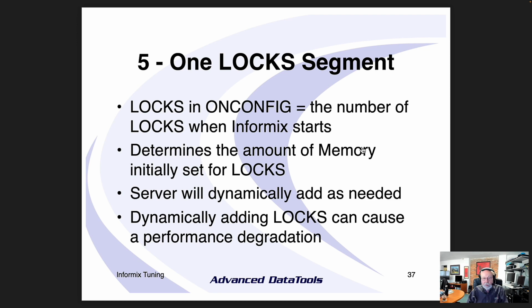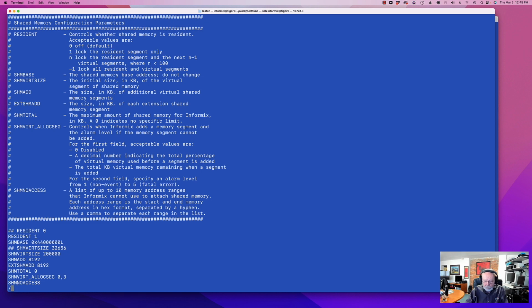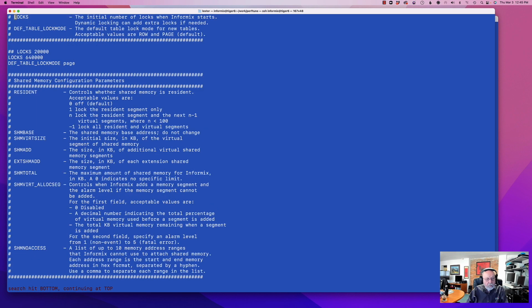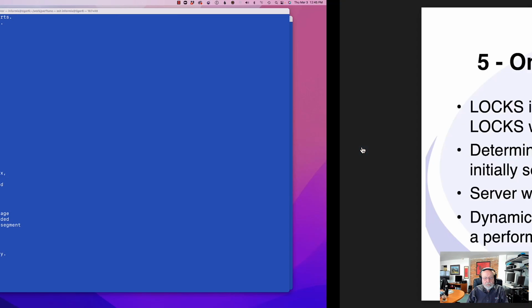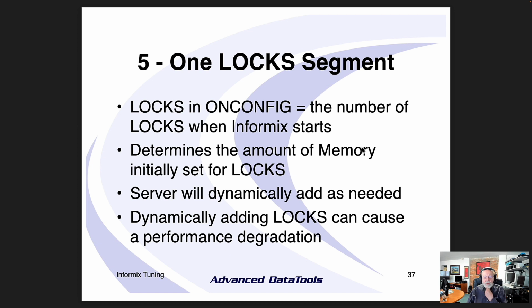Let's take a look at that real quick. And here's that parameter. That determines the number of locks when Informix starts. Now, if it needs more locks, Informix will dynamically add to the lock table in the virtual segment, and it will add them as needed. But now you're going to have this lock table spread out all over the place, and this is really interesting.